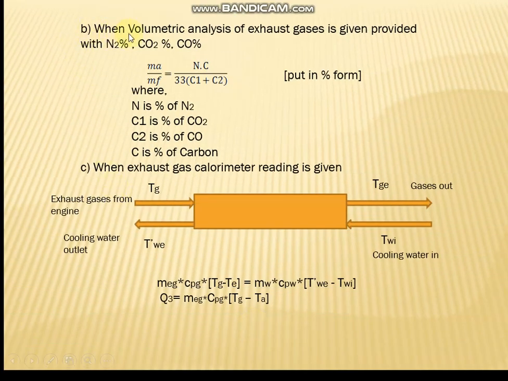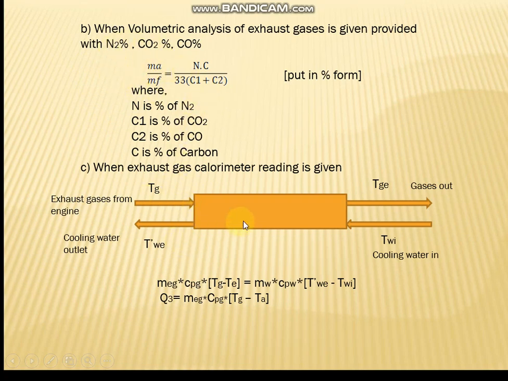That is A. Now the second problem, B, we will see. When volumetric analysis of exhaust gases is given, then mass of air upon mass of fuel is equal to N C upon 33 into C1 plus C2. Put in percentage form. N is percentage of N2, C1 is percentage of CO2, C2 is percentage of CO, and C is percentage of carbon. Put all these values in percentage form. From that we get mass of air upon mass of fuel. Put in case 1, we get mass of exhaust gases because the air fuel ratio is known.